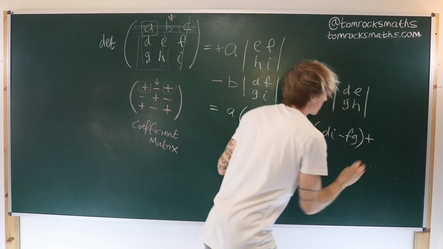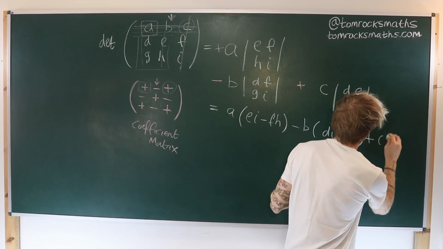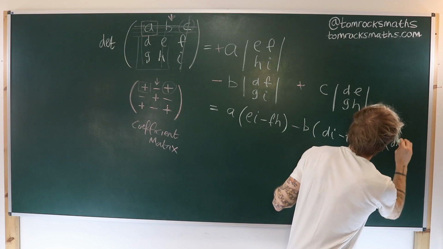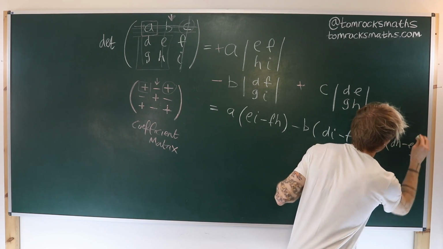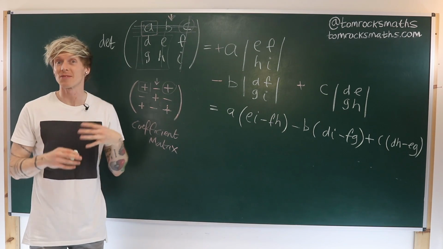And finally, we add on the third one. So C, and then it's multiplied by that 2 by 2, which is DH minus EG. Now at this stage, there are two important points that I would like to raise.